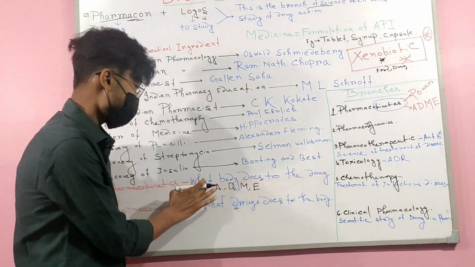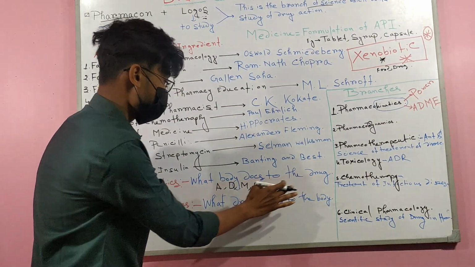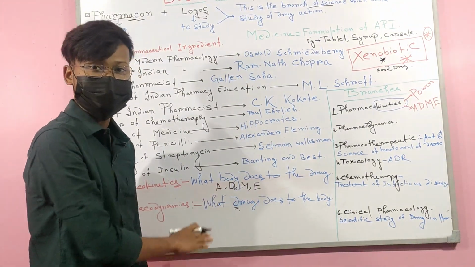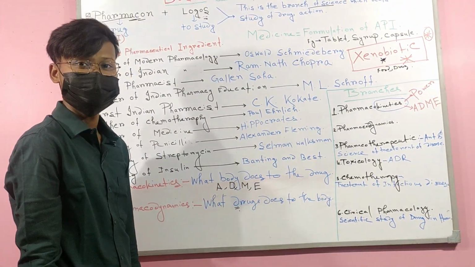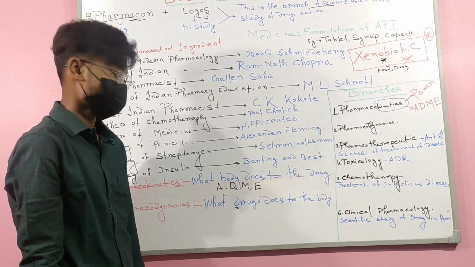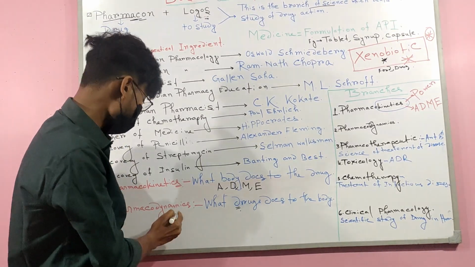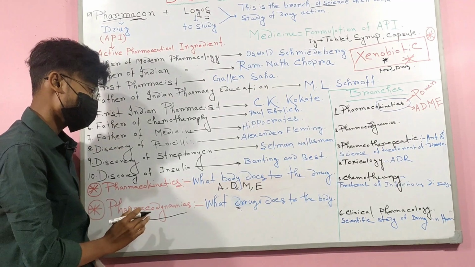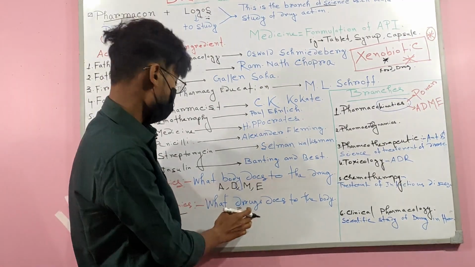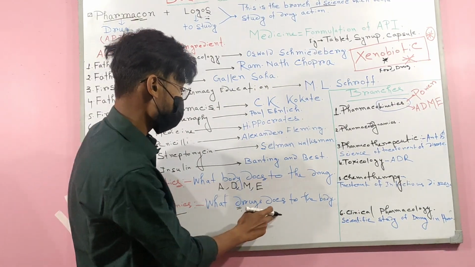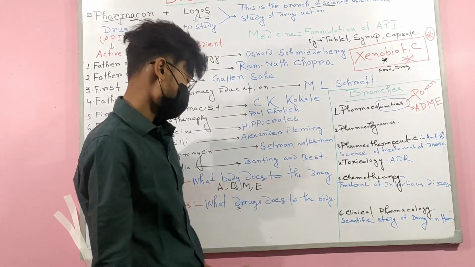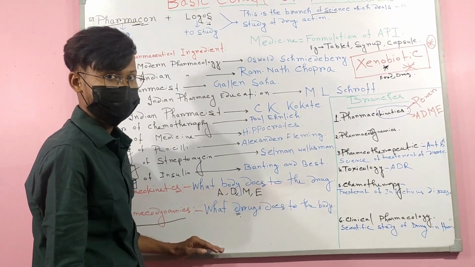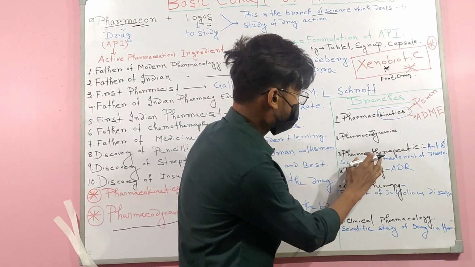Pharmacokinetic means what the body does to the drug, which includes absorption, distribution, metabolism, and excretion. And what is pharmacodynamic? D for dynamic, so what the drug does to the body. This is called pharmacodynamic. Then, what is pharmacotherapeutic?